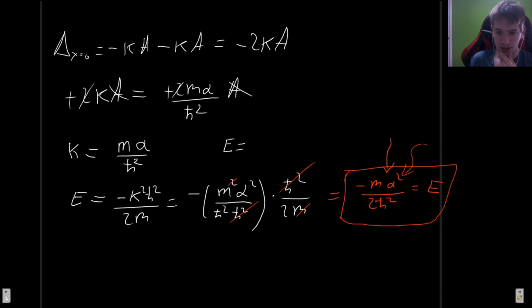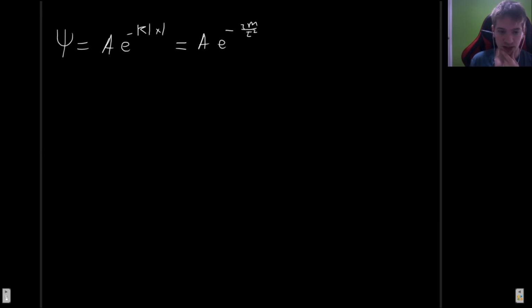So what we have so far is that our psi is going to be A times e to the minus k absolute value of x. Now we know what k is, so we actually could write this as A times e to the minus, I think k was 2m divided by h bar squared. Let me see if I got that one right. Yes, no, without the 2, it's m times alpha. Sorry about that, that's why I don't trust my memory. So this is just m times alpha divided by h bar squared, times the absolute value of x.